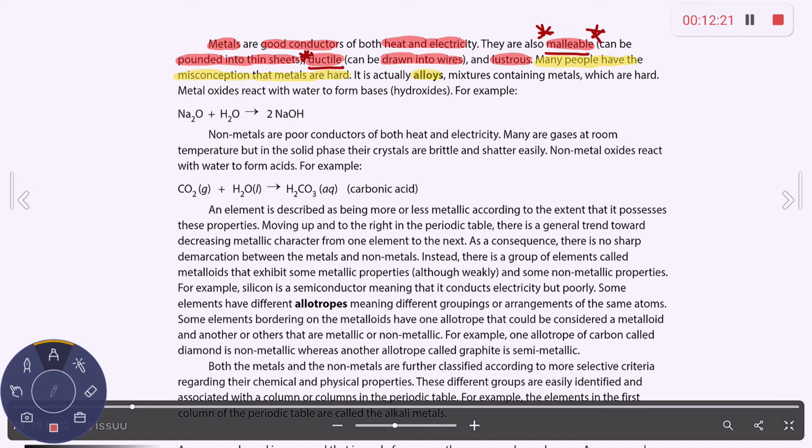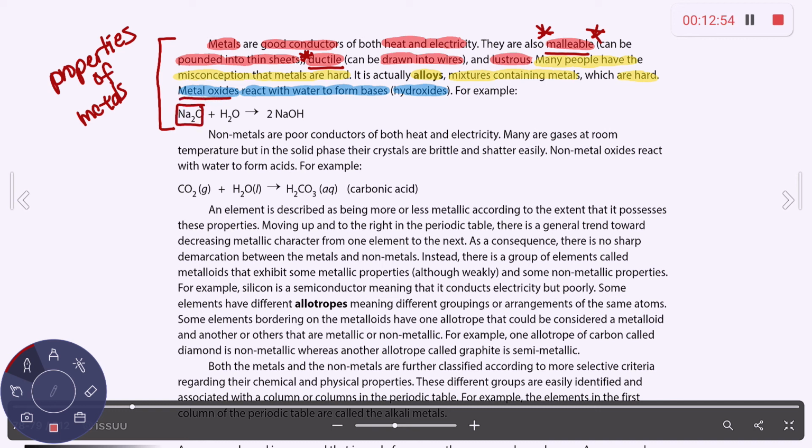Alloys, which are mixtures that contain metals, those are always hard. Okay. And then lastly, there is a chemical reaction that's common for compounds that contain metals with oxygen. These are called metal oxides. They react with water and they form a base. And bases contain a hydroxide, which I'll talk about later. So everything that's here, these would be properties of metals, okay?